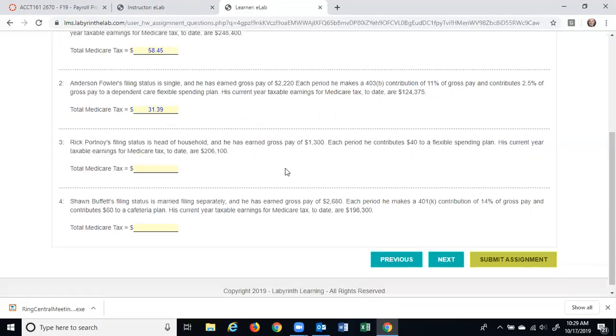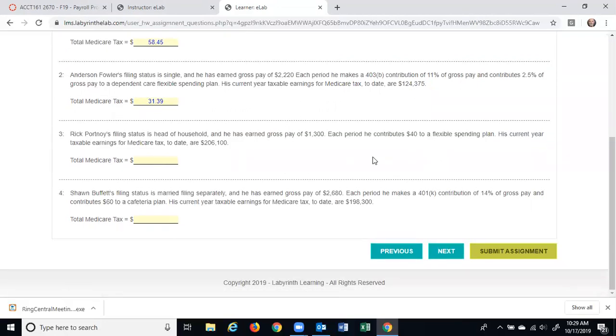Okay, so I hope that helps. Make sure you're calculating your taxable wages before you determine how much Medicare is going to be calculated and deducted from the employee's check. And do remember that Medicare under the cap is deducted from the employee and is paid by the employer in an equal amount. And the additional Medicare is a deduction on the employee's check only.